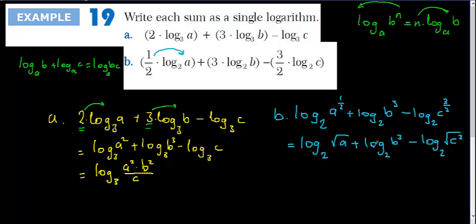Then these two have a plus sign, that's why they go to the numerator. Logarithm base 2, here root a and b cubed are written in the numerator, and the sign is minus, so it should be divided, written here over c cubed.